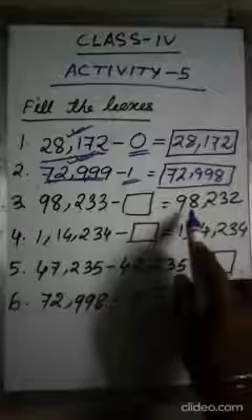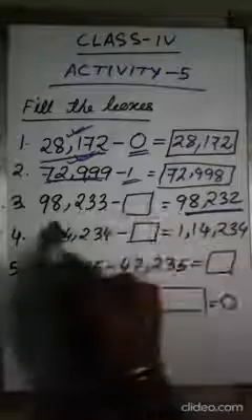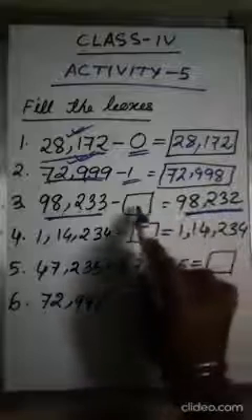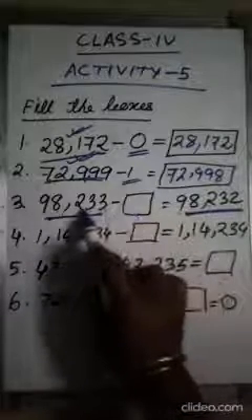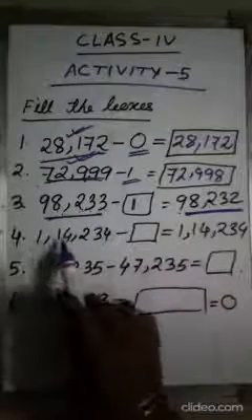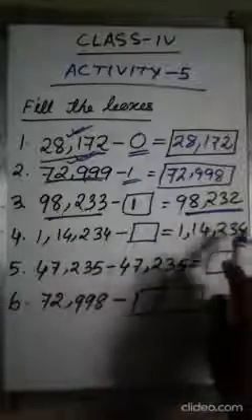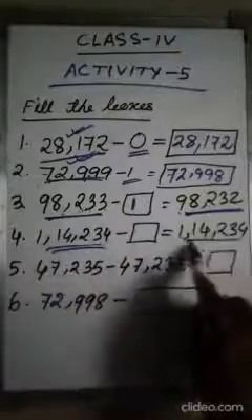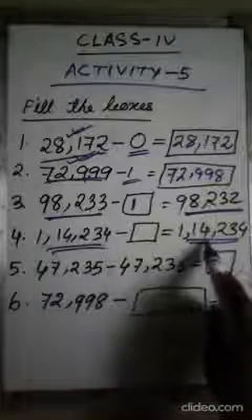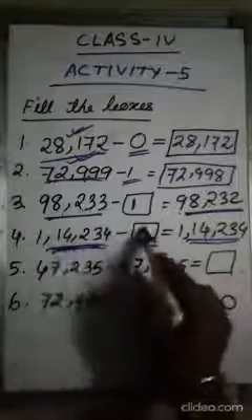98,233 minus something is 98,232. This number is nothing but the predecessor of this number. So the number which is subtracted from this number must be 1. 1,14,234 minus something is 1,14,234. This number and this number are the same. If we subtract 0 from any number, the result does not change. The result is the number itself, so this will be 0.